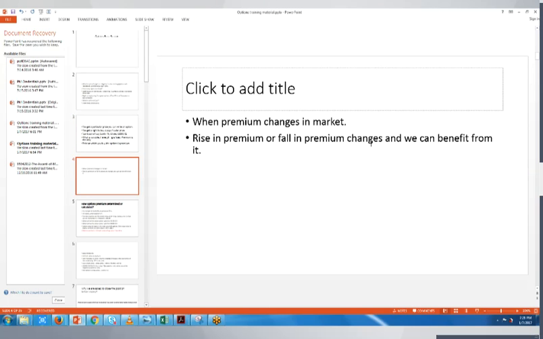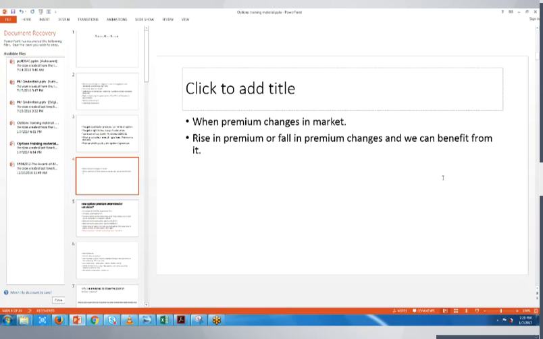So when does the premium change in the market? I have explained just now. The rise or fall in premiums is what we see in the market. And do you know we have premiums even in the insurance industry, right? But can we actually trade them? We cannot trade them, right? We don't have the license to trade insurance premiums, but we do have the license to trade option premiums.